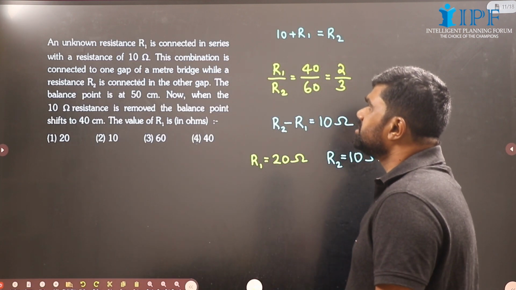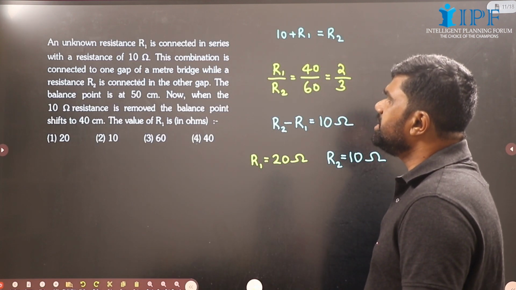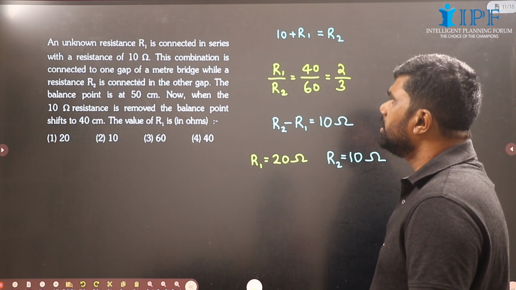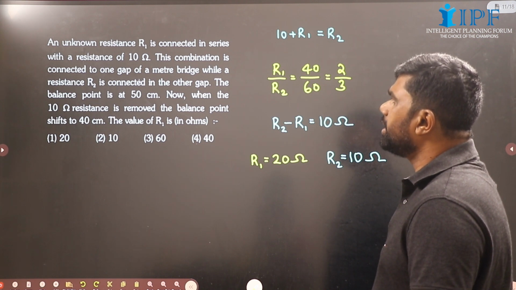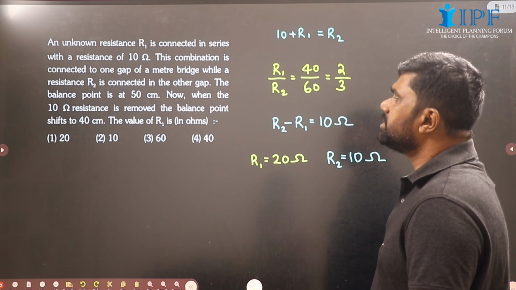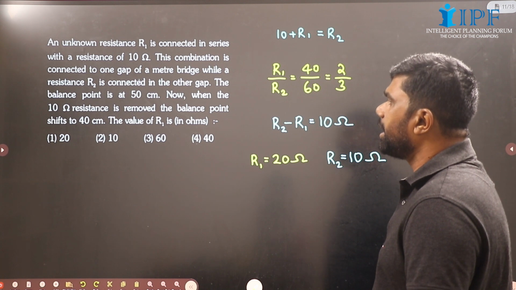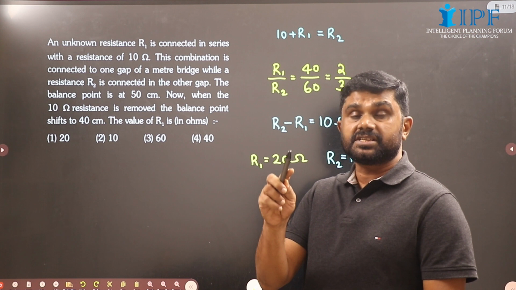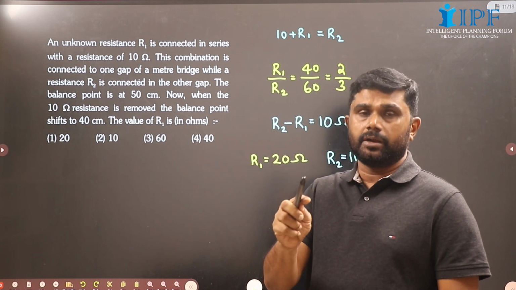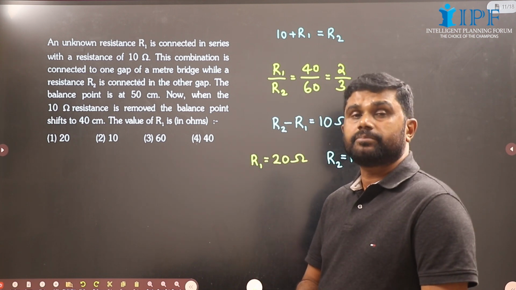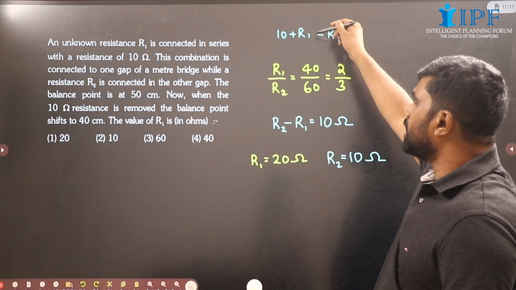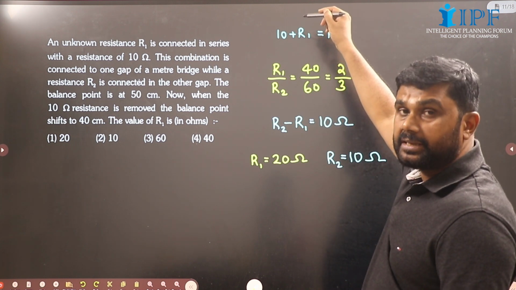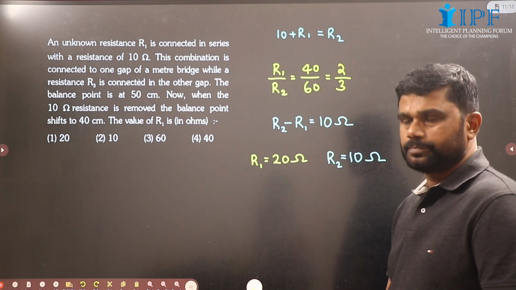Now, an unknown resistance R1 is connected in series with a resistance of 10 ohm. This combination is connected to one gap of a meter bridge, while resistance R2 is connected in the other gap. The balance point is 50 centimeter, means the resistances in the two gaps are equal. In one gap the resistance is 10 in series with R1, means 10 plus R1, and the resistance in the other gap is R2.